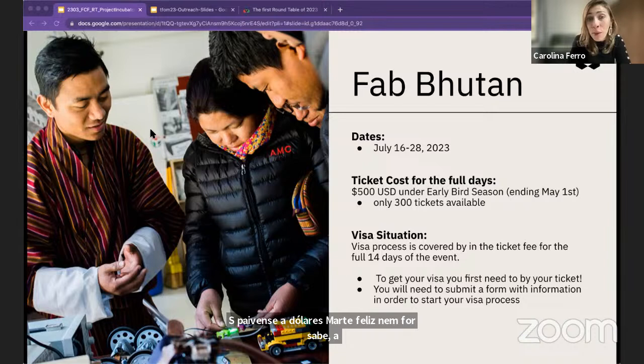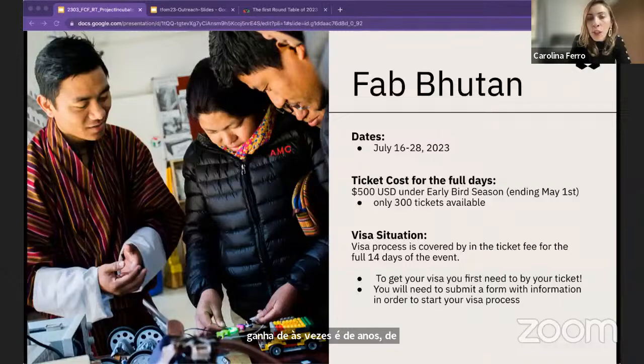And Bhutan has a very particular situation regarding visas and the number of tourists that can enter the country. So it's a very new situation for us. The visa process is covered by the ticket fee for the 14 days of the event. To get the visa, you first need to buy your ticket, and you will need to submit a form of information in order to start your visa process. Bhutan has these particularities, but we managed to cover the visa that's kind of costly. And also you have to pay, if I'm not wrong, a daily fee to be able to be in Bhutan as a tourist. And this will be covered by the ticket.